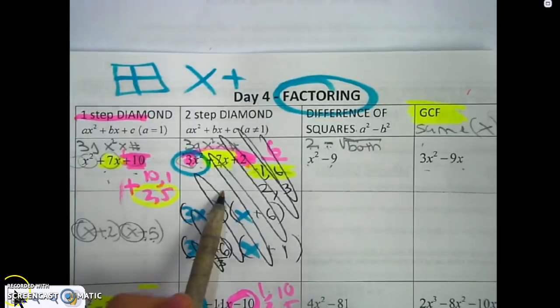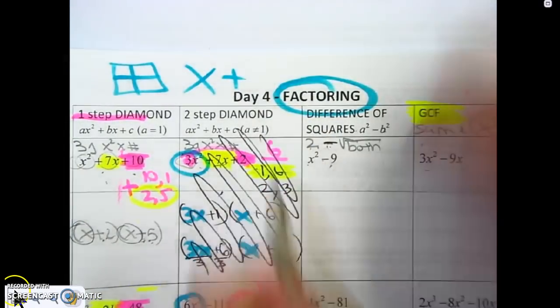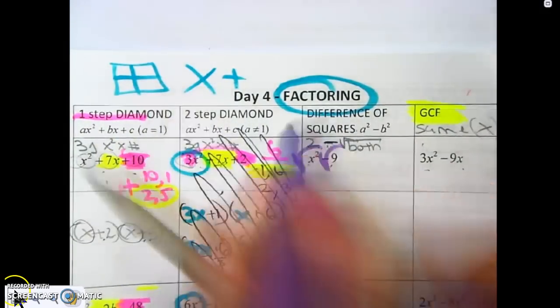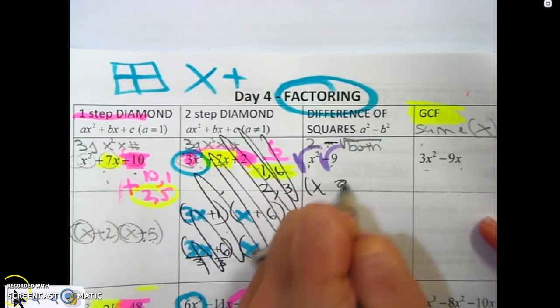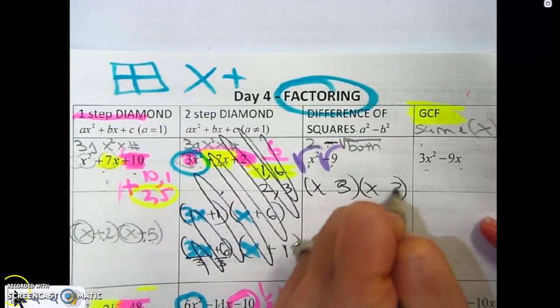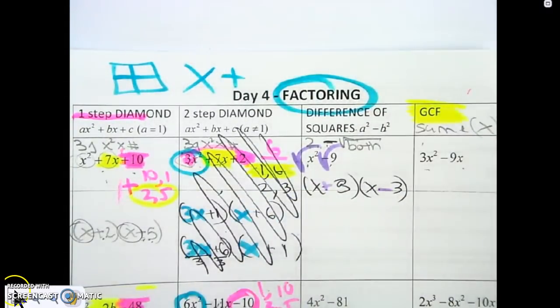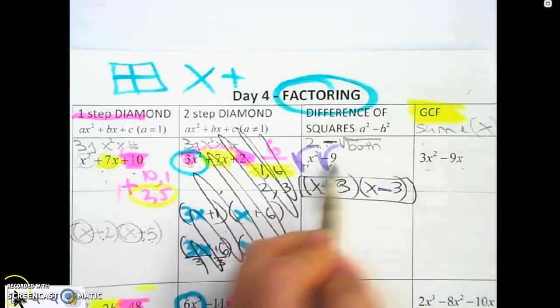Okay, there aren't three of them, so it's not any of these things. So I look, there's a minus in the middle, and I can square root both. So I'm going to square root both of them. What's the square root of x squared? X. What's the square root of 9? 3. I literally write the exact same thing twice, but one gets a plus, one gets a minus.